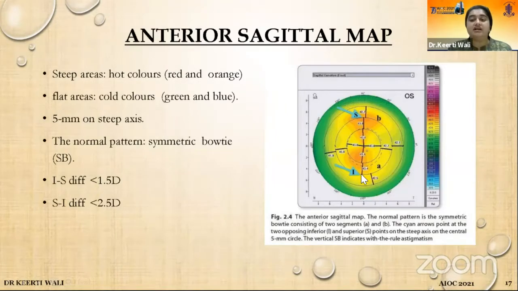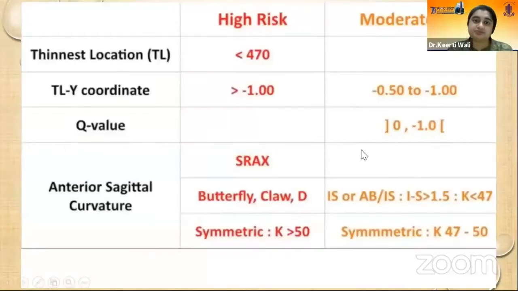And if the inferior is steeper by 1.5 diopters than the superior, it is significant, and if the superior is steeper by more than 2.5 diopters, that is a significant value and it indicates the high risk. A normal pattern is a symmetric bow tie as seen on this picture.